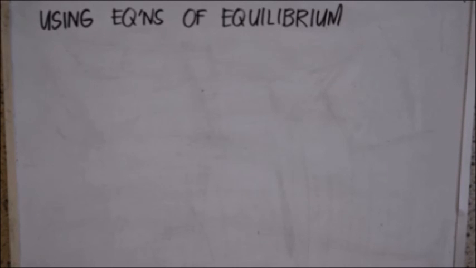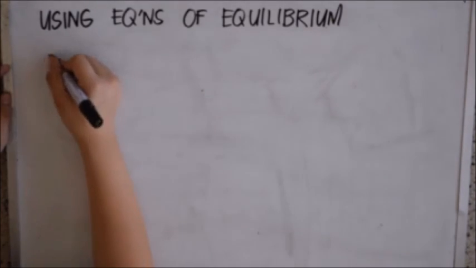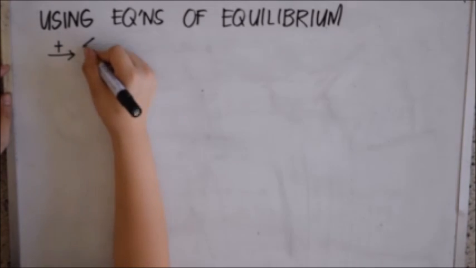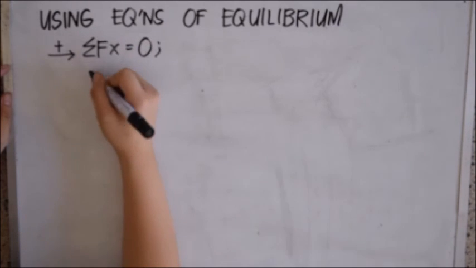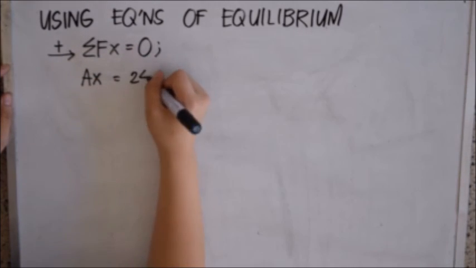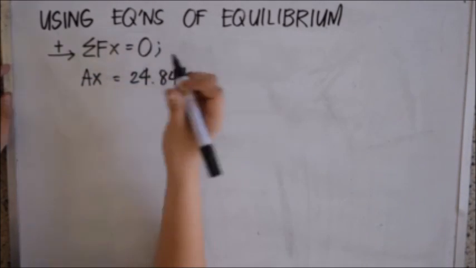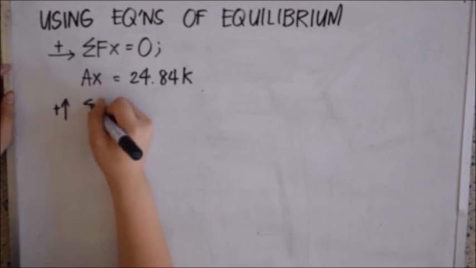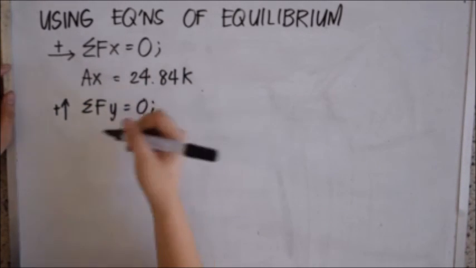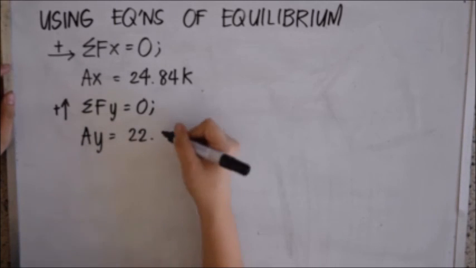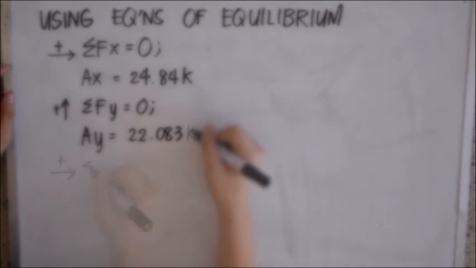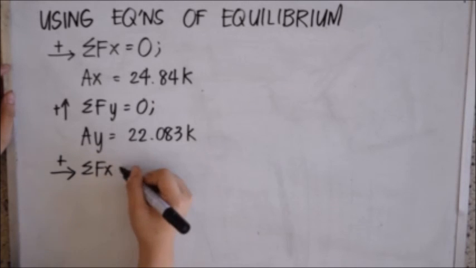Para makuha natin yung ibang reactions, mag-summation F of x at Fy lang tayo. Consider first yung left side, then tsaka gamitin ang equilibrium equation. Ganon din sa right side.